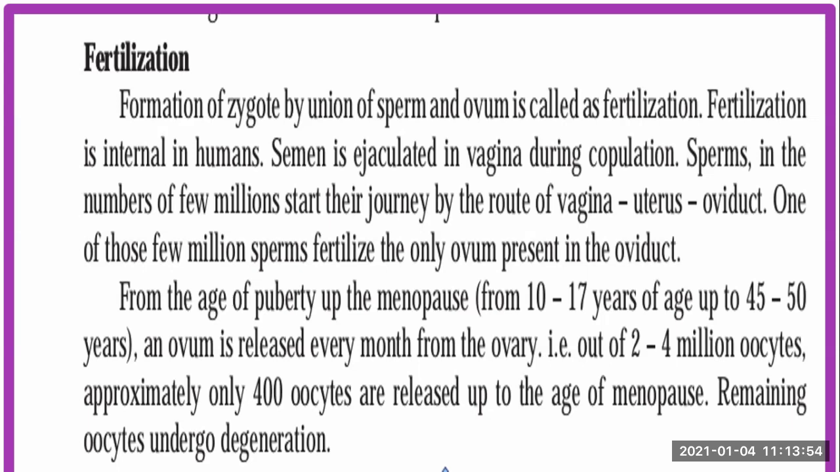From the age of puberty up to the menopause, that is from the age of 10 to 17 years up to 45 to 50 years, an ovum is released every month from the ovary. That is, out of 2 to 4 million oocytes, approximately only 400 oocytes are released up to the age of menopause. And what will happen to the remaining ones? They will degenerate.